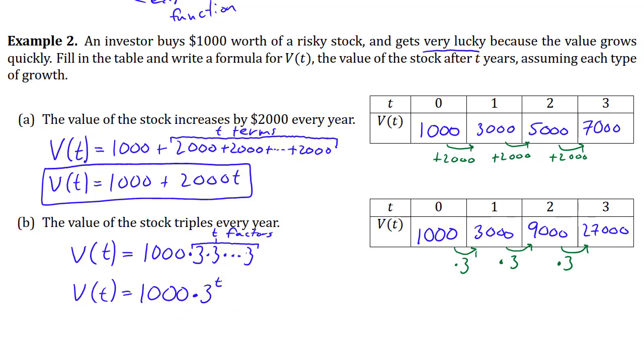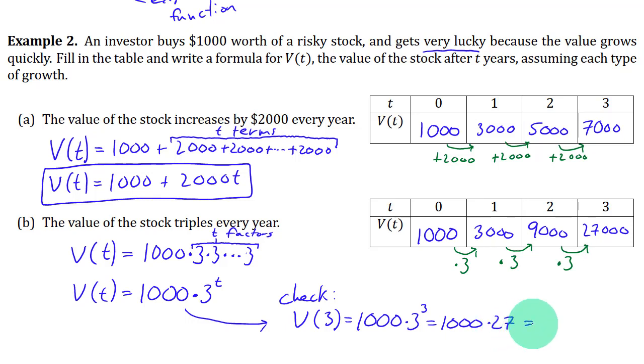And it's not a bad idea to check that this works. Is v of 3, let's say, equal to 27,000? Let's see. If we take this formula, do 1,000 times 3 to the power 3. Yeah, 3 to the power 3 means times 3 times 3 times 3, which is going to give you 1,000 times 27, which is 27,000. So this works.